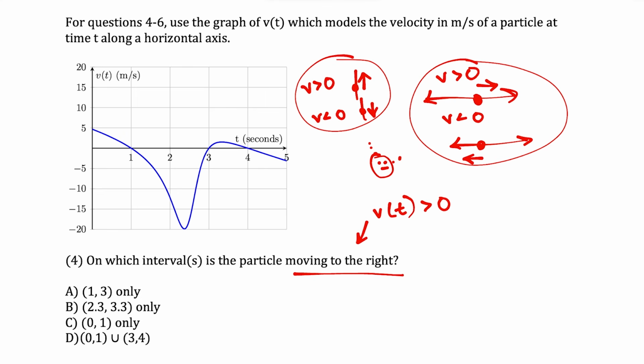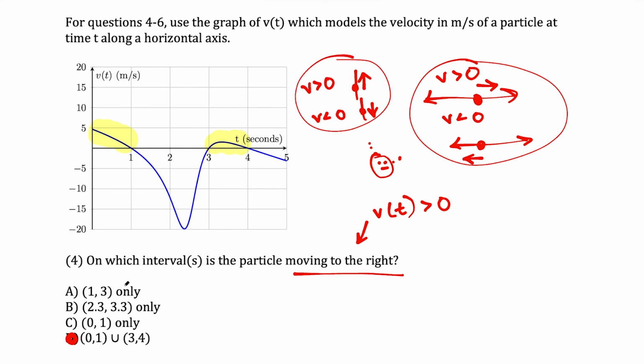So what we have to look for is when is the graph of velocity greater than 0, and that means when is it above the horizontal t-axis here. So notice that the graph is above the t-axis from 0 to 1 and then from 3 to 4. So we just scan the answer choices here. We could see that choice D is our solution.